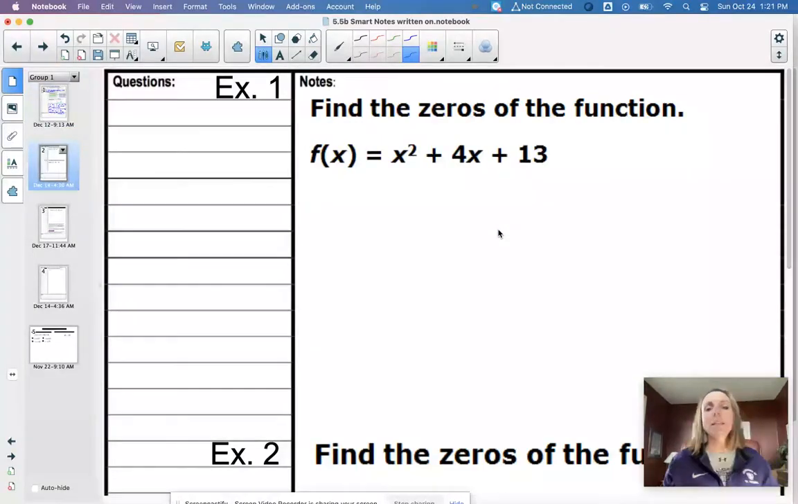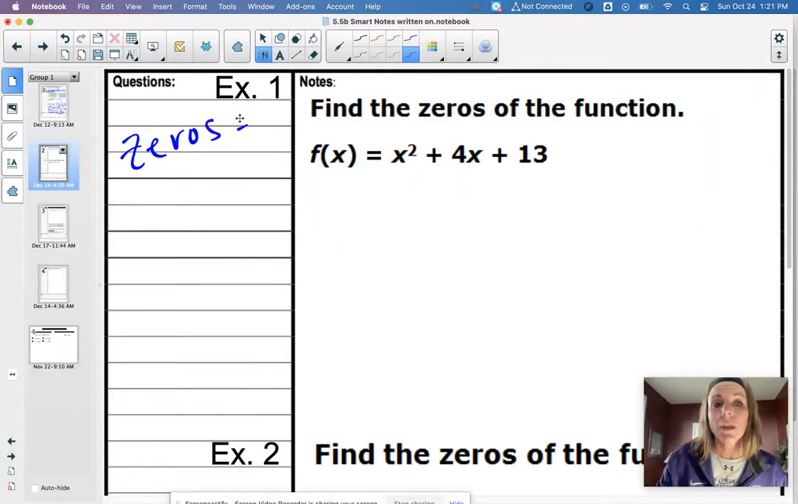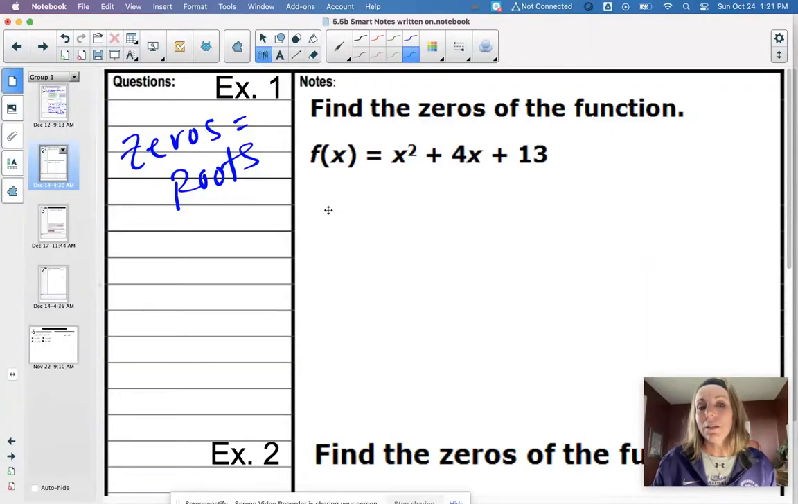Example 1, find the zeros of the function. All right, so they're asking for the zeros. We can also call them the roots, but I can't really call them the x-intercepts because I know that I'm going to be dealing with zeros that are not x-intercepts. They're imaginary numbers. If this would have crossed the x-axis, well, then I could call them x-intercepts, but it's not going to. Number 1, I'm going to set the function equal to 0.